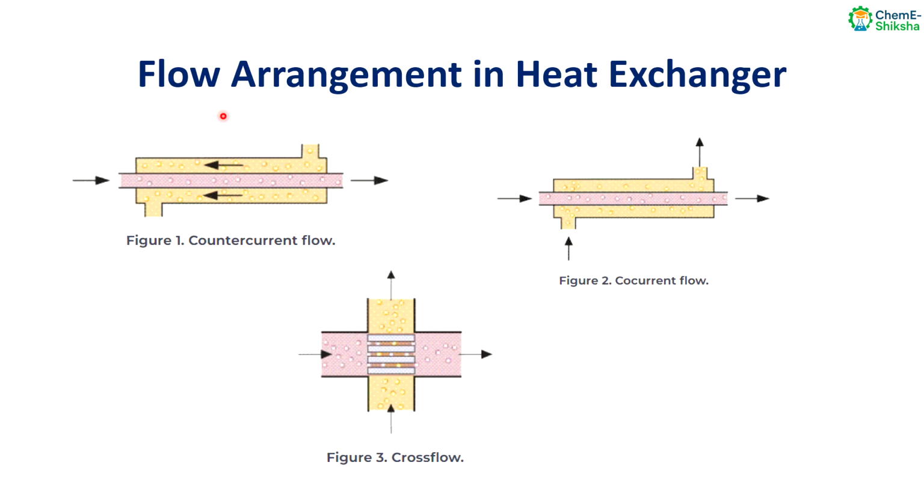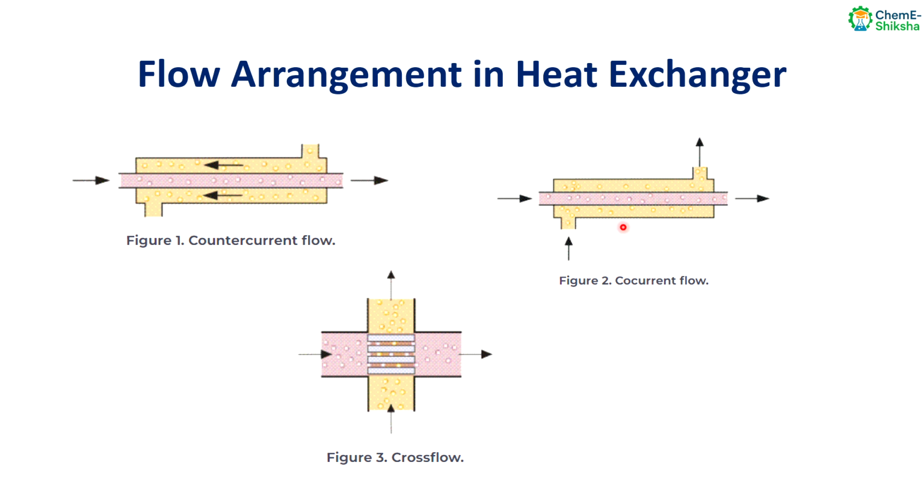So these are the flow arrangements in heat exchanger. You can see this is the counter current flow where, let's say this is the tube side and this is the shell side, the two fluids are flowing in the opposite direction. That means if this tube side fluid is flowing from the left side to the right side, the shell side fluid is flowing from the right side to the left side. As these two fluids are flowing in the opposite direction, this type of flow configuration is called the counter current flow.